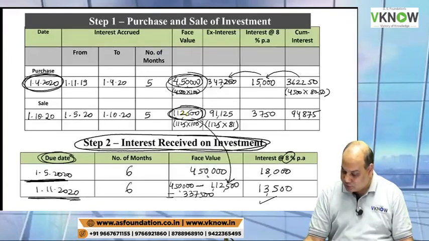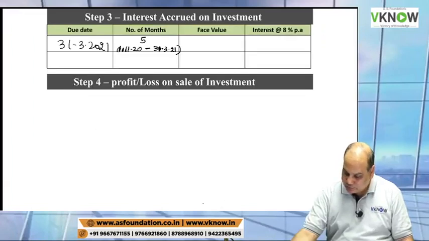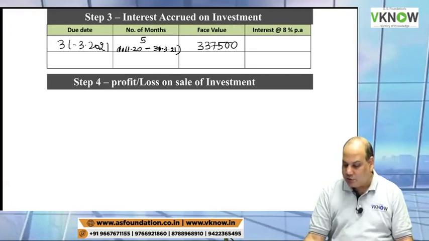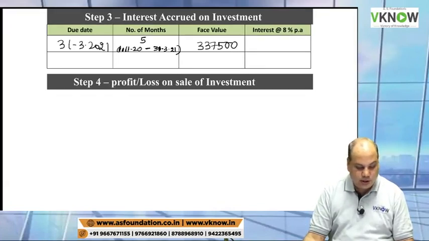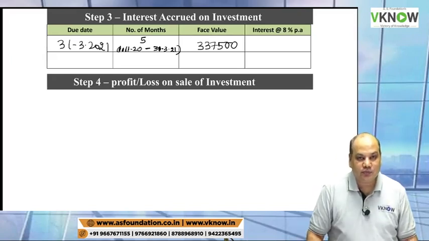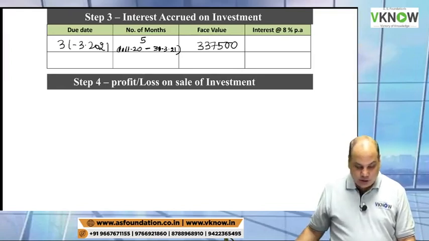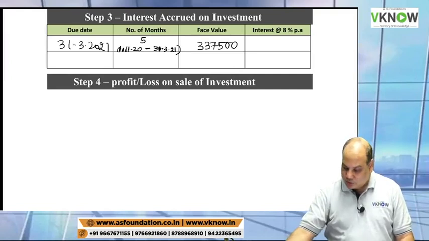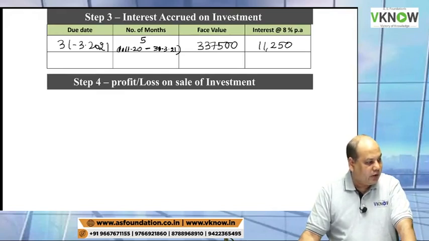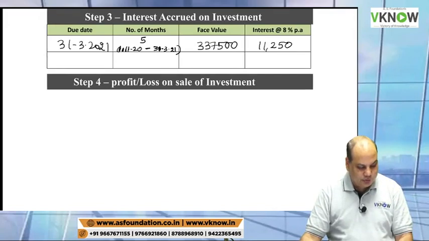And the amount will be the same, 337,500, because there is no further transaction after that. 337,500 into 8% into 5 by 12. Please write down. This is an important question, November 2021 RTP. Interest on 337,500 is 11,250.